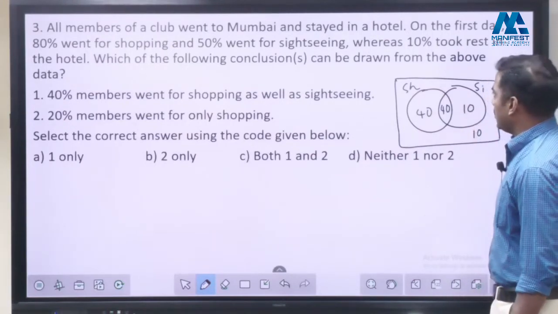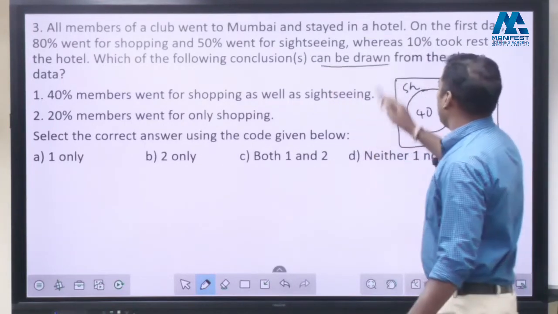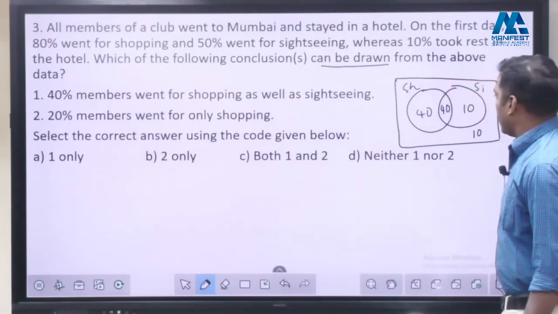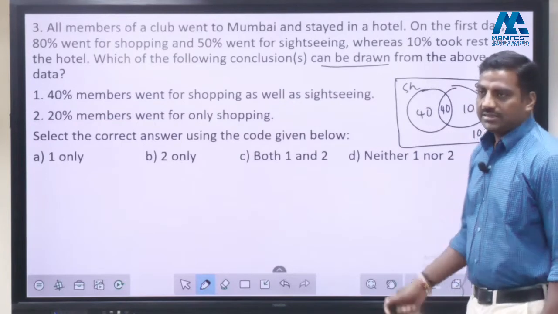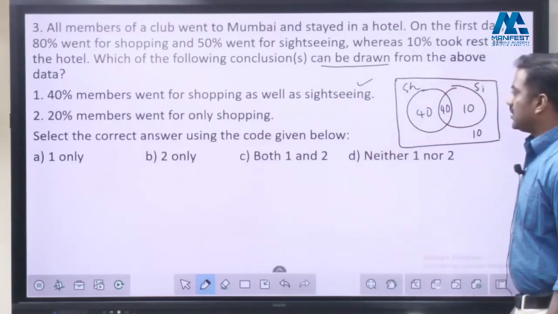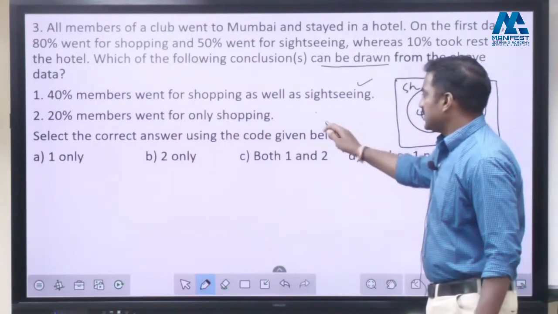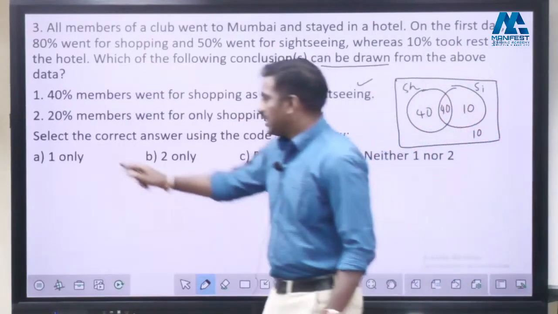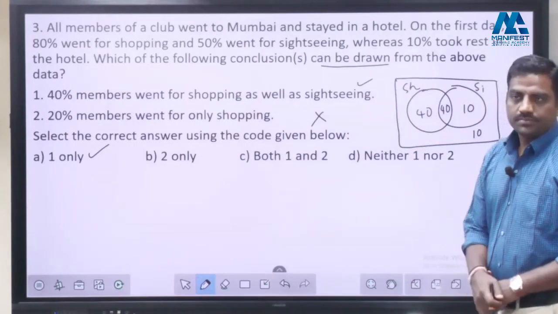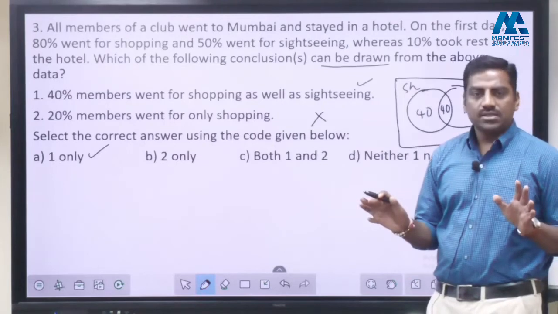Now answer the question. What conclusions can be drawn from the above data? 40% members went for shopping as well as sightseeing. Yes. Correct? Yeah. 20% members went for only shopping. No, 40% of them went. So this is wrong. So only one is right. Any other possibility? Correct? No? Are you getting the hang of the question? Yeah.